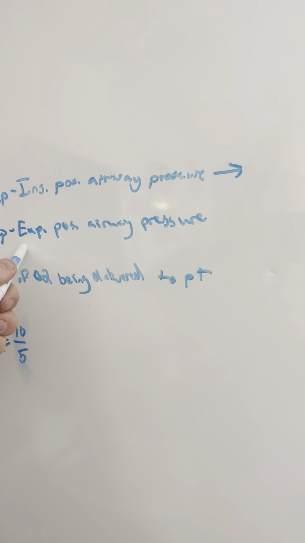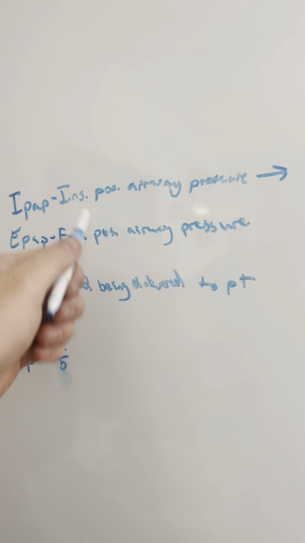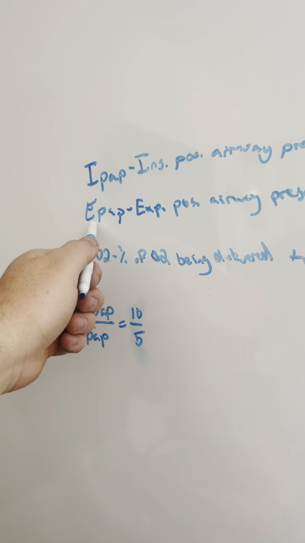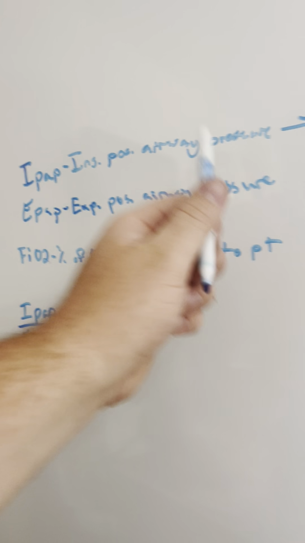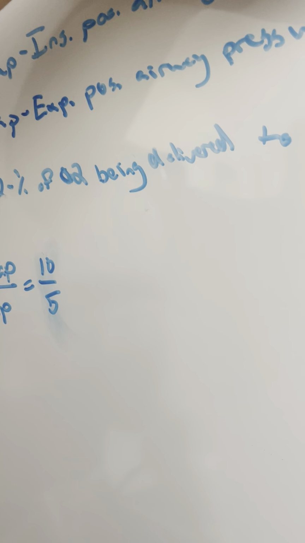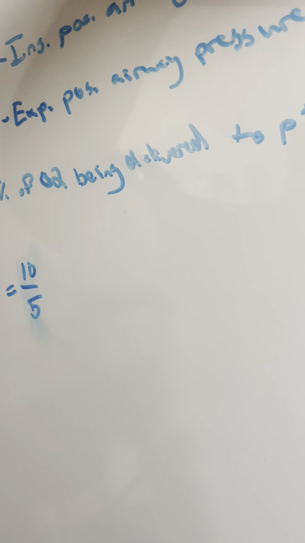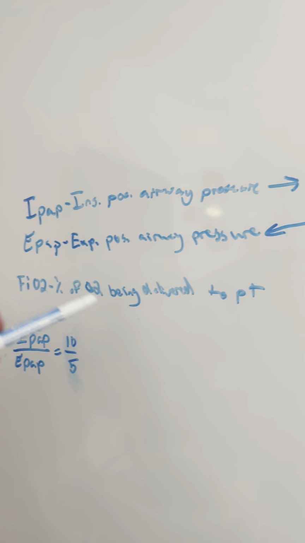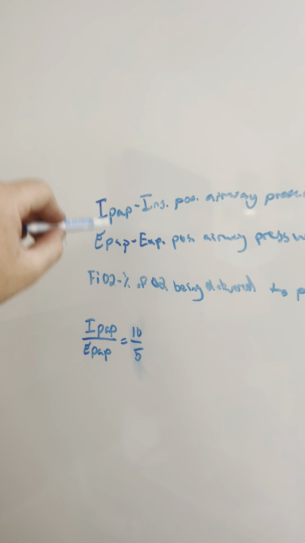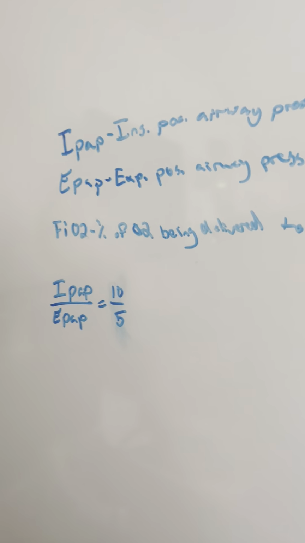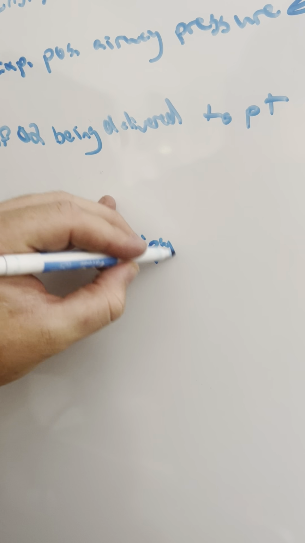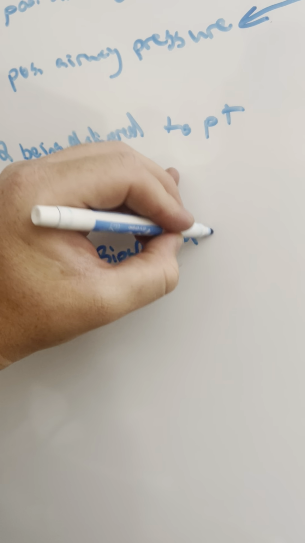EPAP, so this is going to be the lower of the two numbers. EPAP is the expiratory positive airway pressure. So that is the pressure we're giving when the patient is exhaling. And here, this is the big difference with BiPAP versus CPAP. So BiPAP, we have two pressures.